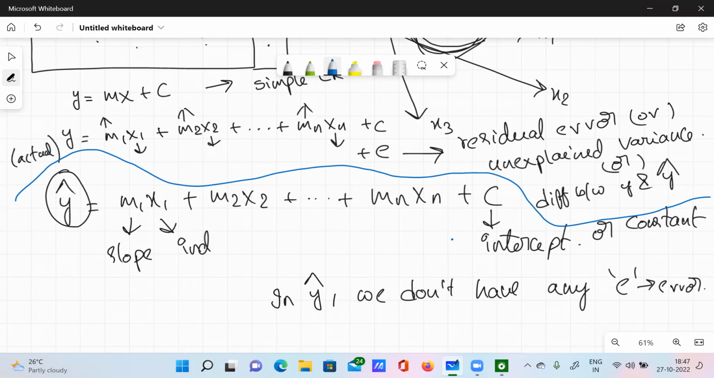If you mention error in the y hat equation as well, for example plus e, then there would be no difference between the actual and the predicted one, right? So this would be the wrong case. You should never mention error in the y hat term. You only need to mention error in the actual term, that is y. Okay.